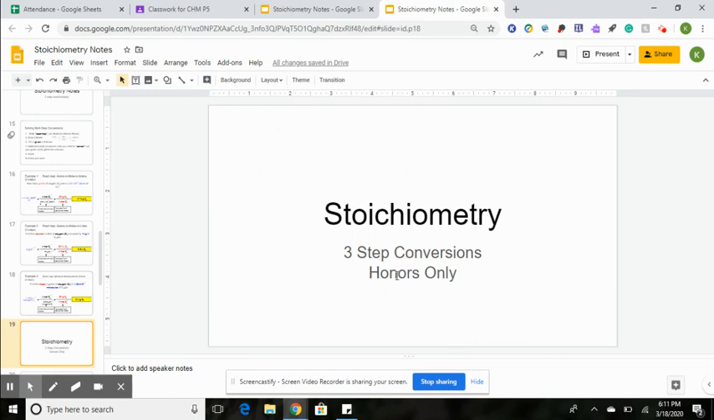Okay, the rest of the notes here for these versions are honors only. We will pick up the notes again when we get back from this extended break we're having, if we get to come back. We'll pick up talking about limiting reactants then. For now, honors, stay tuned. I will post an additional video for the three steps.